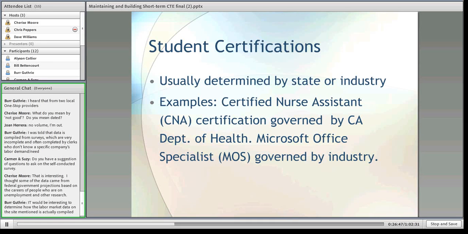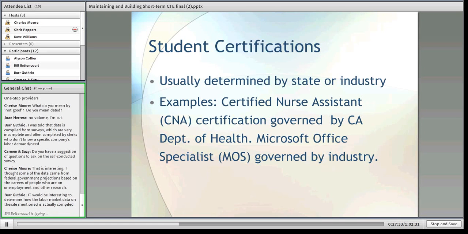Now, student certifications. That was one of the does come from different areas. Frequently, it comes from the state or the industry. Nurse assistant or CNA is governed by the California Department of Health, but a Microsoft Office specialist, which is a computer certification, is governed by the computer industry specific. Differences where they can occur between state certification or license.